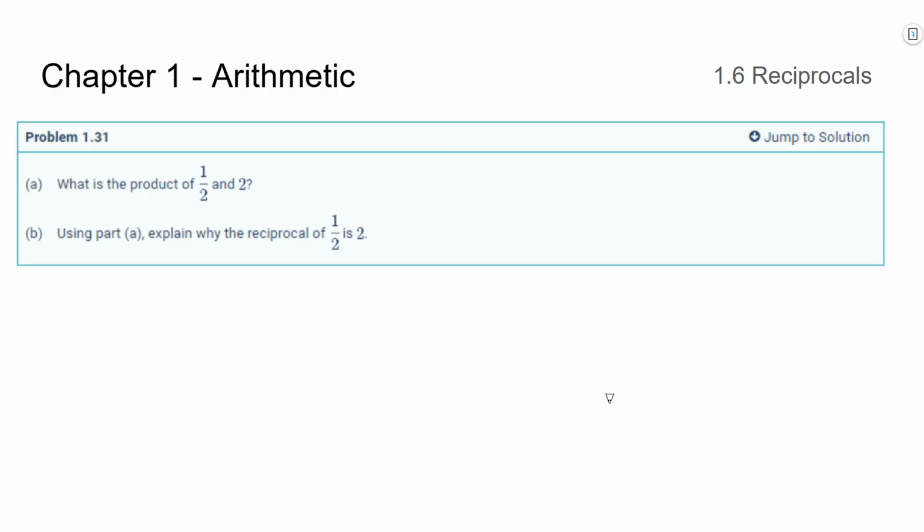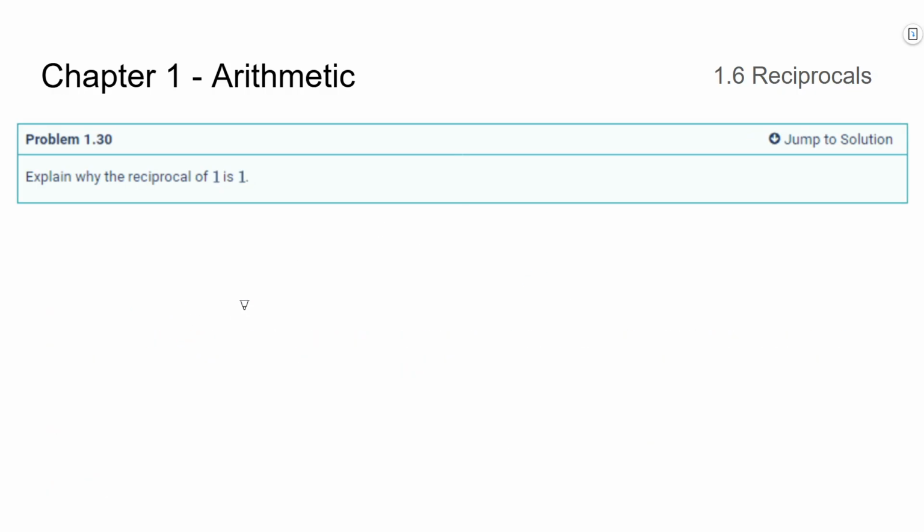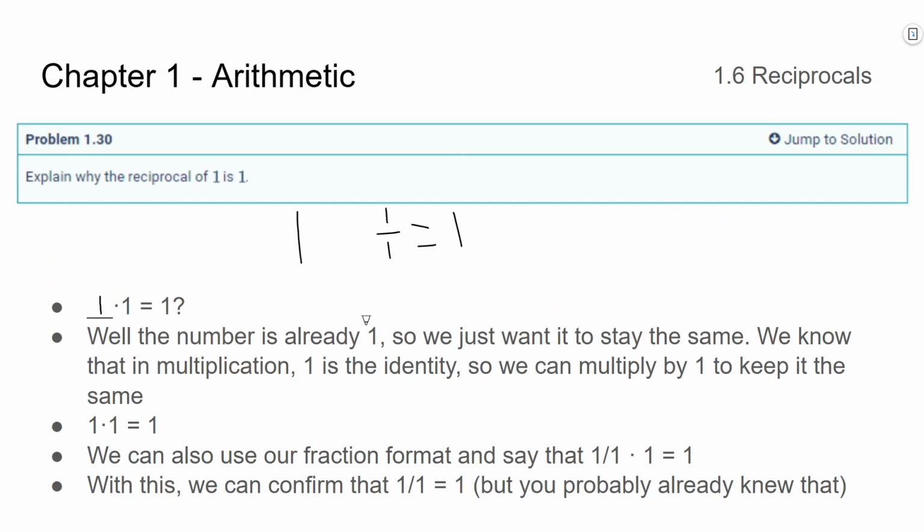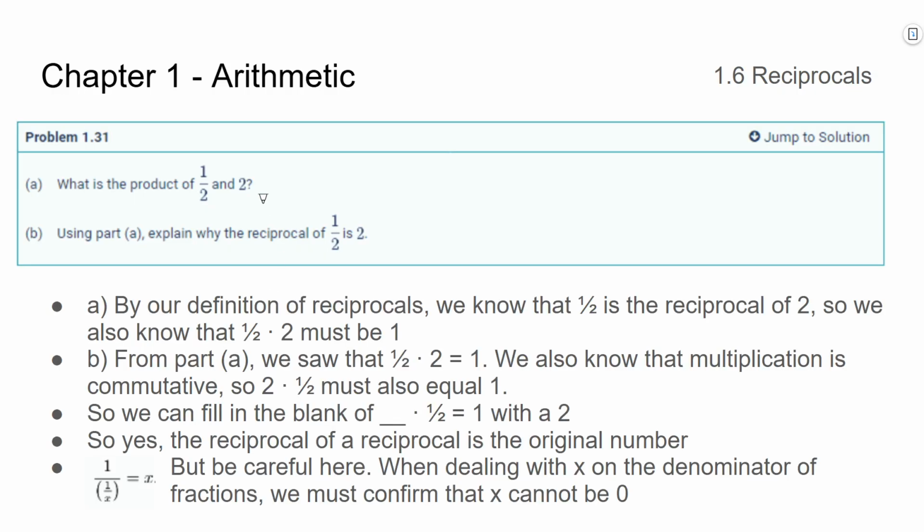All right, so what is the product of 1/2 and 2? And using part A, explain why the reciprocal of 1/2 is 2. Well, just from a couple of problems ago, we did something very similar, where we said that 2 times 1/2, which also looks just like x times 1 over x. Whenever you have the same number here and here, that is the definition of the reciprocal. So that's going to be 1. So you know 2 times 1/2 is 1.